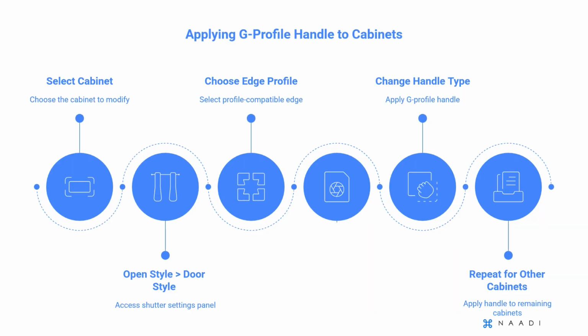Let's take a quick recap. You're going to have to select the cabinet, open the styles, look for door style, and change your door style as edge profile. From there, you'll be able to change the handle type as well. Look for G profile and apply it. Now repeat the same thing for the other cabinets.